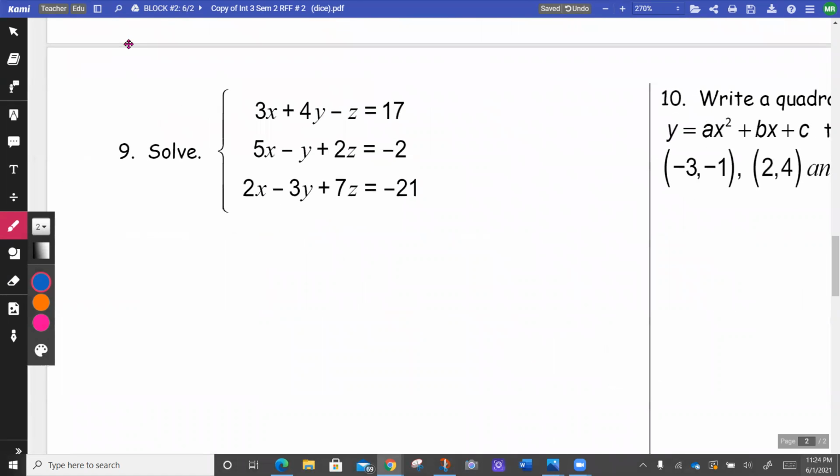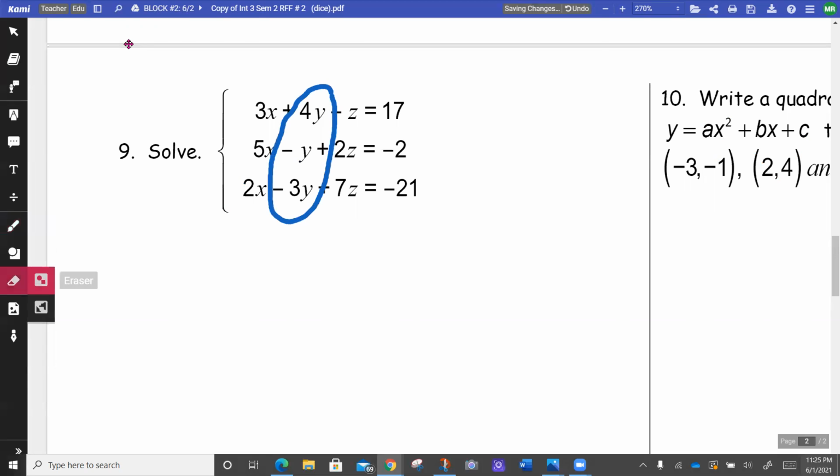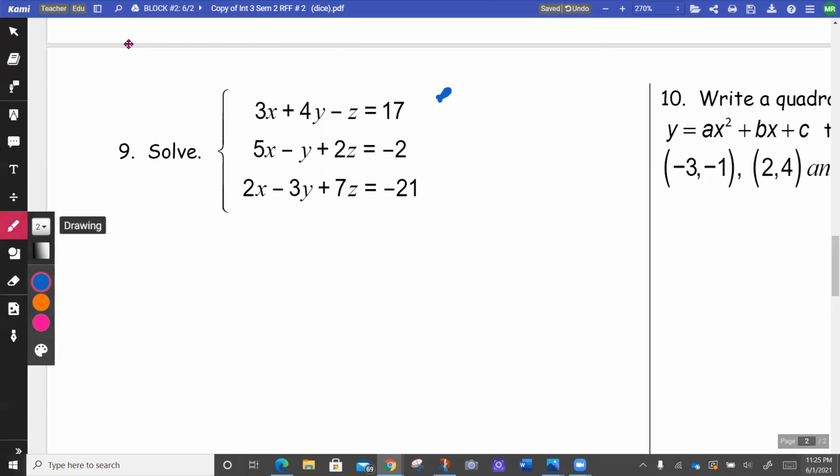On number 9, system of equations with 3 variables. I don't want to deal with my x's. I'm either going to deal with my y's or z's. I'm thinking it doesn't really matter. Let's say I do my y's. How would I do my y's? I could also have done my z's. Okay, so let's eliminate y.